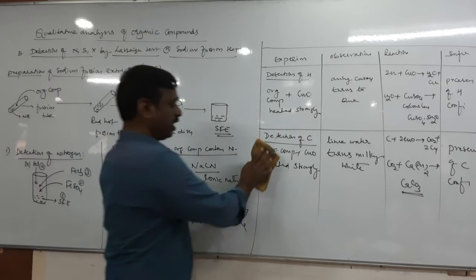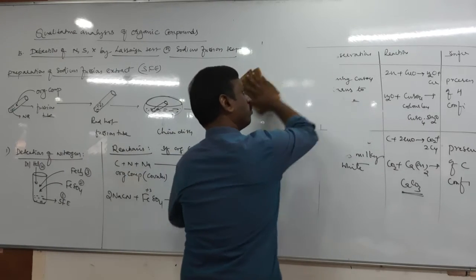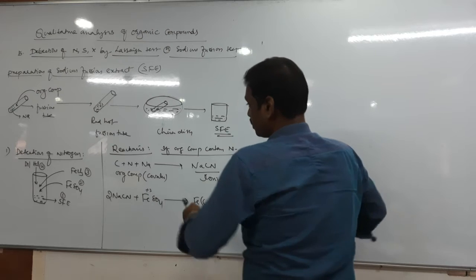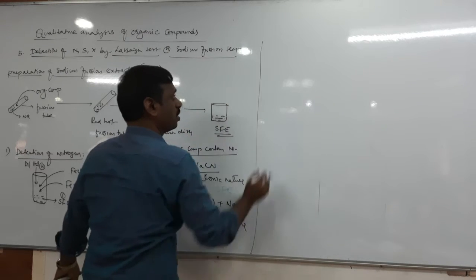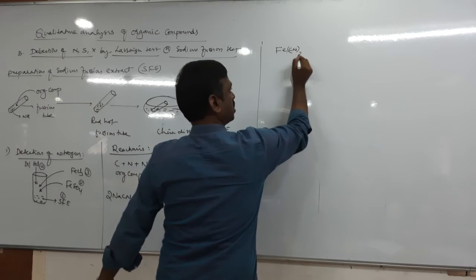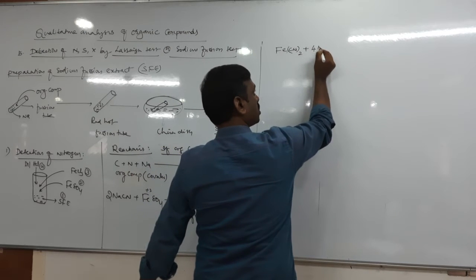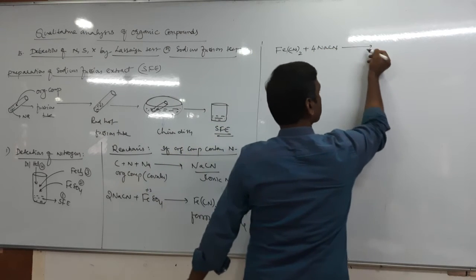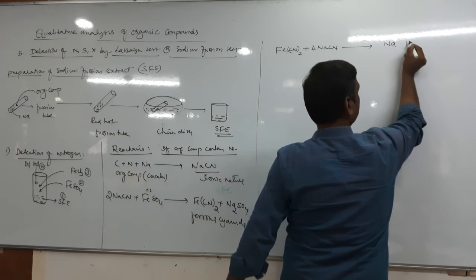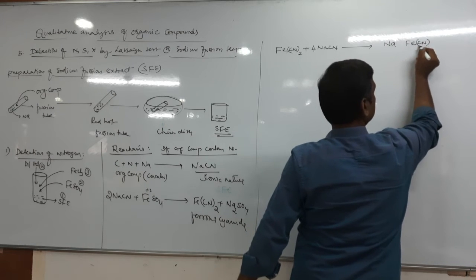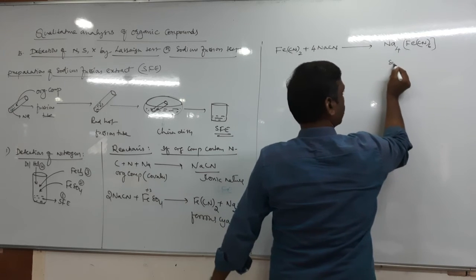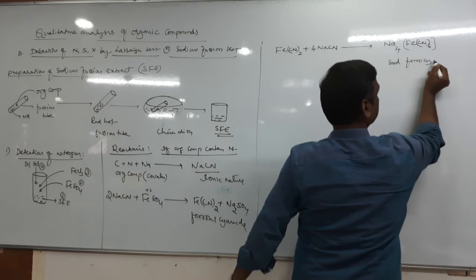Next, to this ferrous cyanide, what did we add? Next is FeCl3. That's why the sequence is also important. Now, before that, let us take ferrous cyanide. This ferrous cyanide again reacts with 4 moles of sodium cyanide. You will get Na4[Fe(CN)6], which is called sodium ferrocyanide.